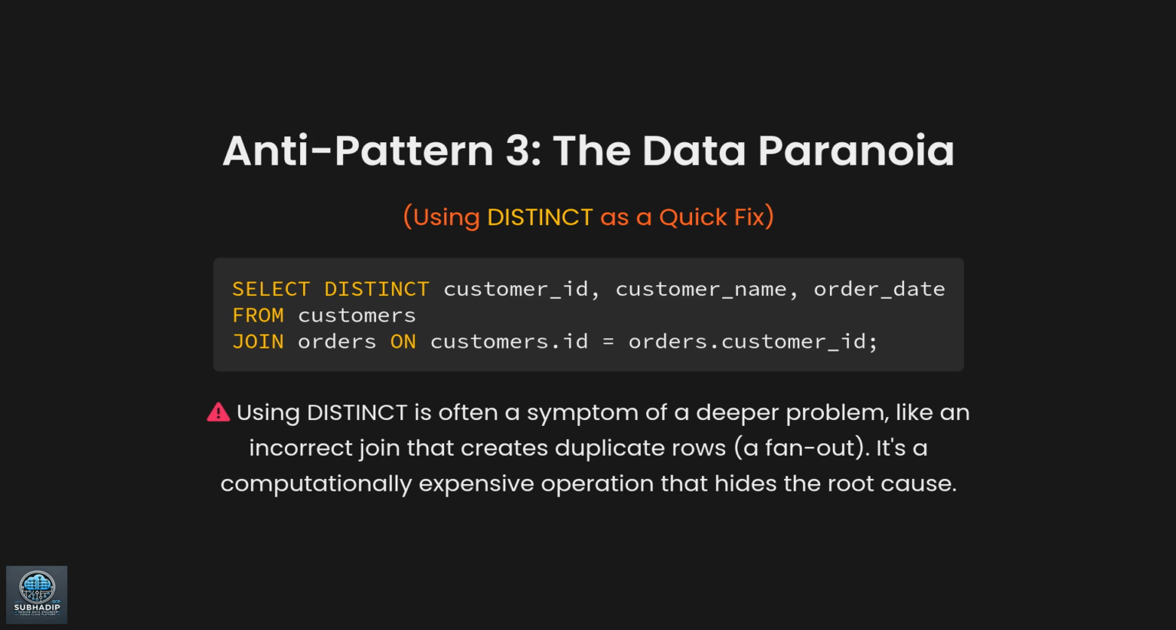Our third anti-pattern is the overuse of distinct. Often, when a query returns duplicate rows, developers reach for distinct as a quick fix. However, this is usually a band-aid covering a bigger problem, like a poorly designed join. Distinct forces the database to perform a massive sort or hash operation on your entire result set to find and remove duplicates, which can be extremely slow and memory-intensive.